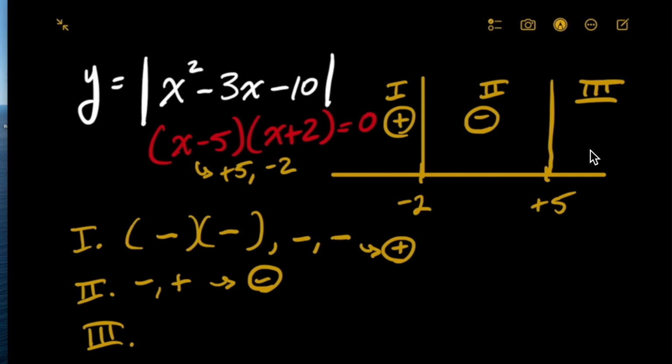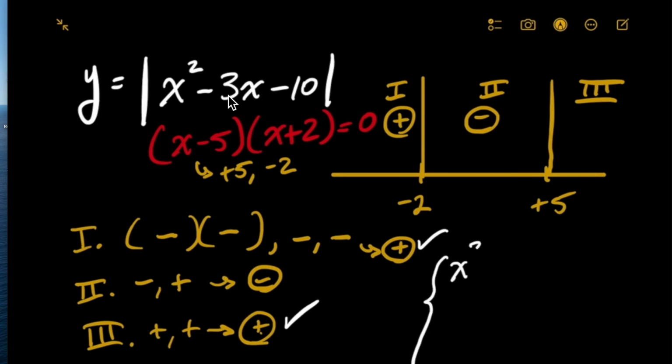And finally, for zone 3, we're going to pick a number greater than 5. I'm going to use 6. If we plug in 6 here in the first factor, we get a positive value. Plug in 6 here, we get another positive value. So that is going to be positive. So folks, in these two zones, we're going to get a positive result. Therefore, we're going to have our function exactly as is.